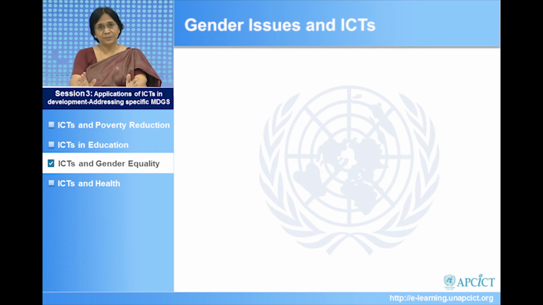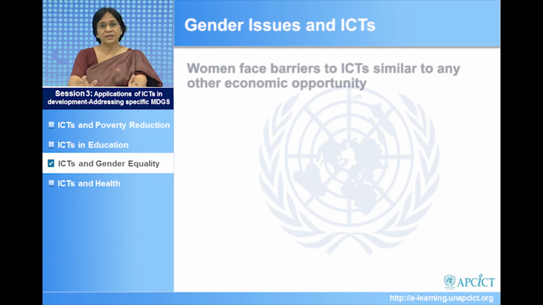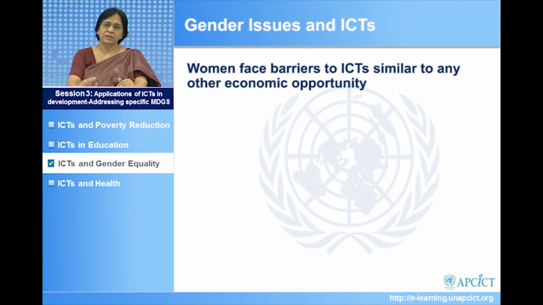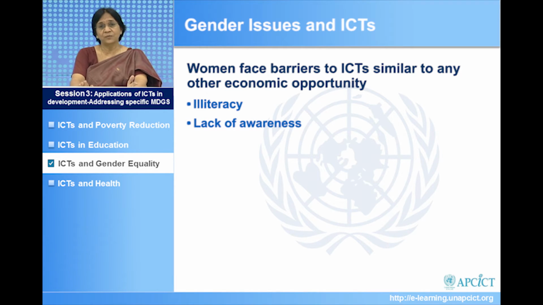When we look at the poor women, who are actually the victims of the greatest amount of gender discrimination, we find in terms of their access to ICTs, the barriers for women are the same as they are for any other economic opportunity. Illiteracy. If you look at figures worldwide, you will find that more women are illiterate than men. Lack of awareness, lack of where to get the information. Poverty of income. Lack of economic security.